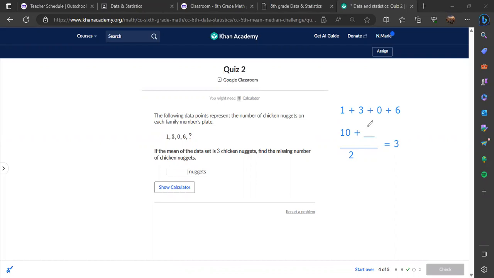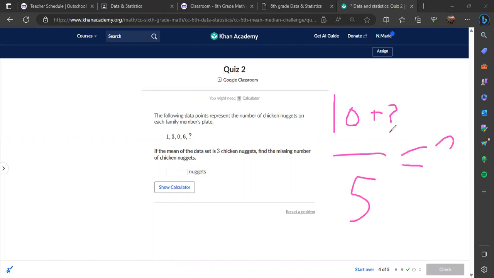Okay, actually, let's take a step back. 10 added together plus what, divided by the number that there are. How many are there? 1, 2, 3, 4, 5. There are 5. So let me actually rewrite this. 10 plus what, divided by 5 equals 3. Okay, so now it will work.